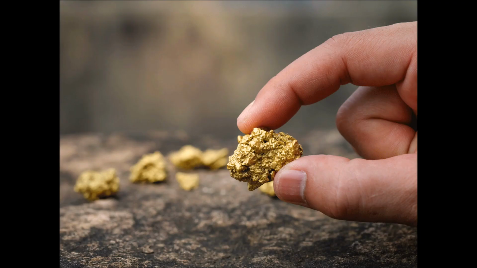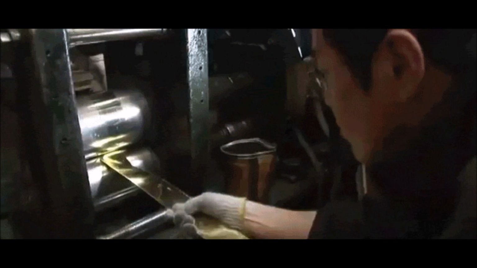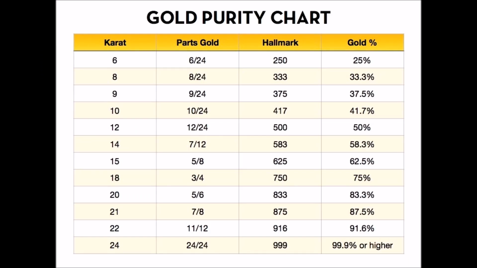Pure gold, known as 24 karat gold, is very soft. It is therefore not suitable for making jewelry. It is alloyed with either silver or copper to make it hard. Generally in India, 22 karat gold is used for making ornaments. It means that 22 parts of pure gold are alloyed with 2 parts of either copper or silver.